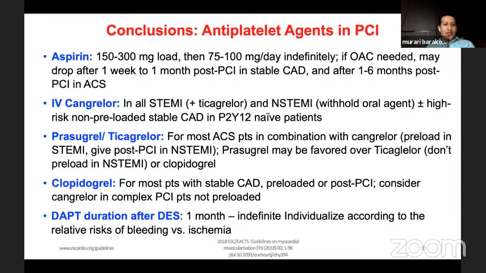And the duration of DAPT is 6 months in general for stable patients, 1 year for unstable patients or acute coronary syndrome patients. If there is higher bleeding risk, we can cut it to half, 3 months and 6 months. If there is higher ischemic risk, we can extend the period up to 30 months.